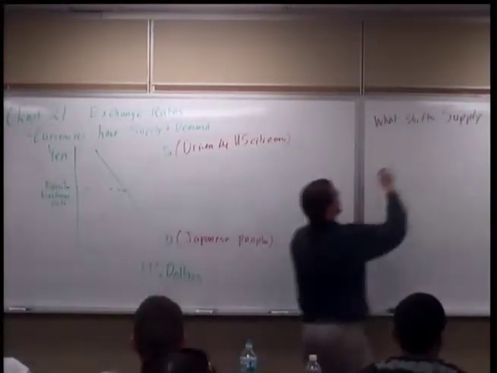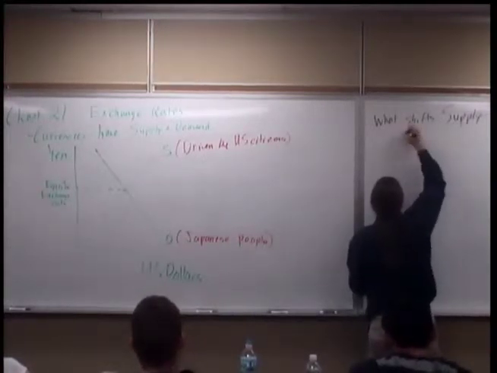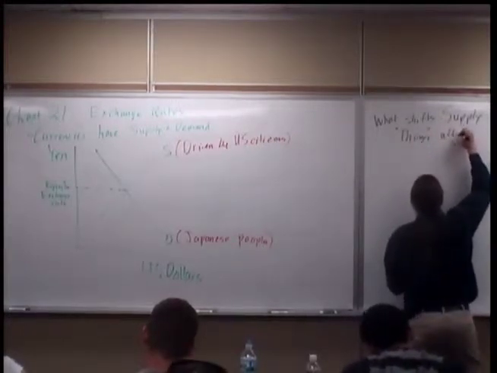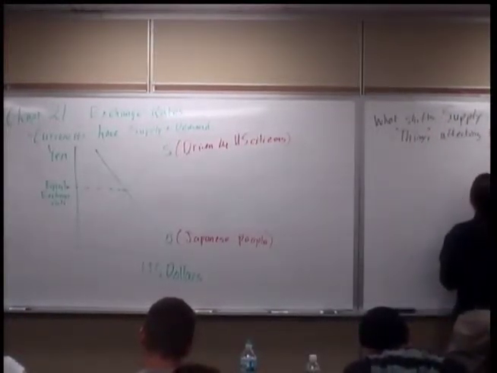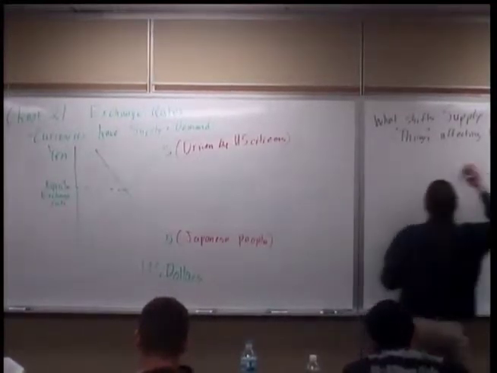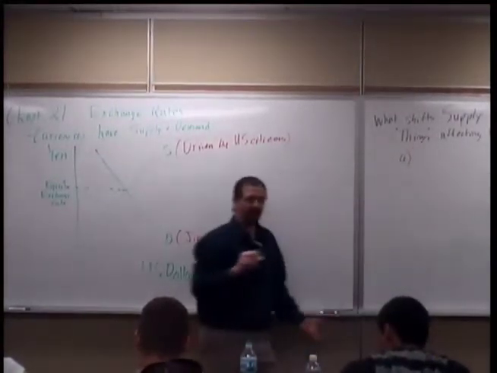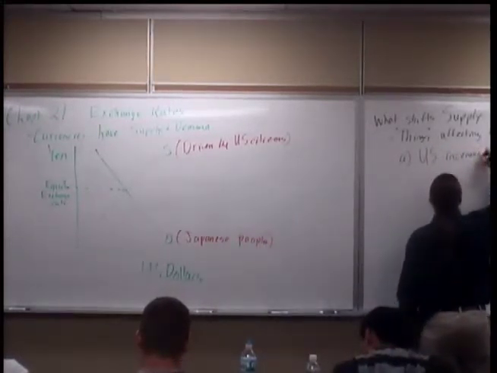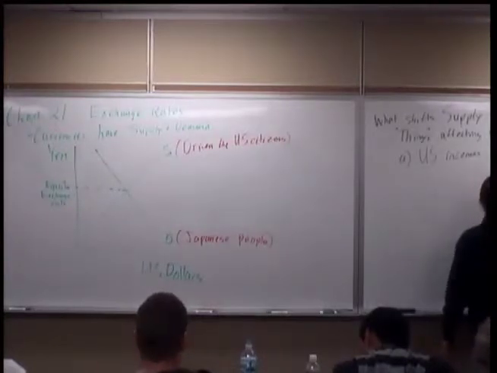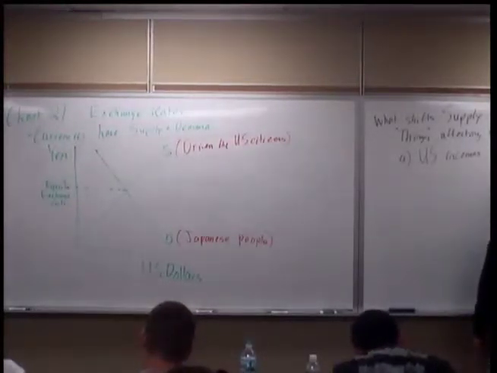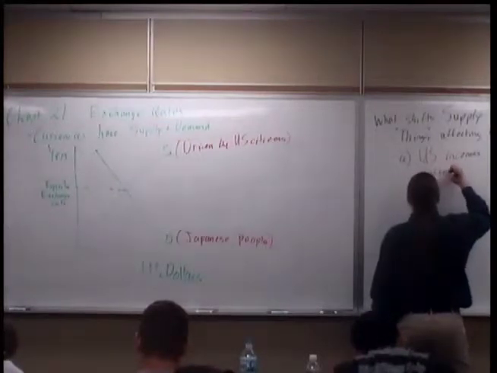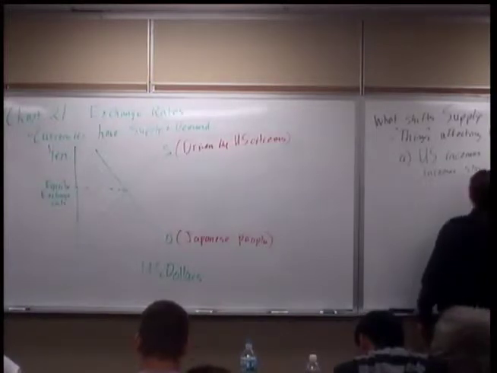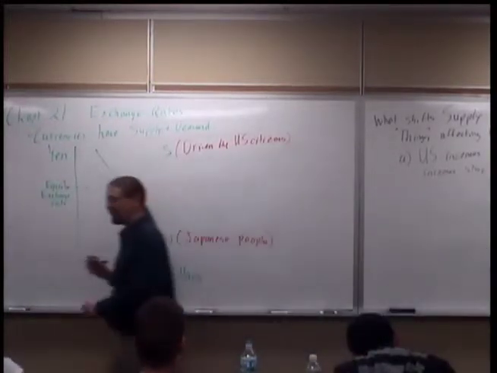So what shifts supply? Things, and I will go through some things, affecting U.S. citizens. So let's pick one. Let's start with a nice straightforward one, right? Let's say something like U.S. incomes rise and Japanese incomes stay the same. So nothing's happening to the Japanese, but something is happening to the Americans.